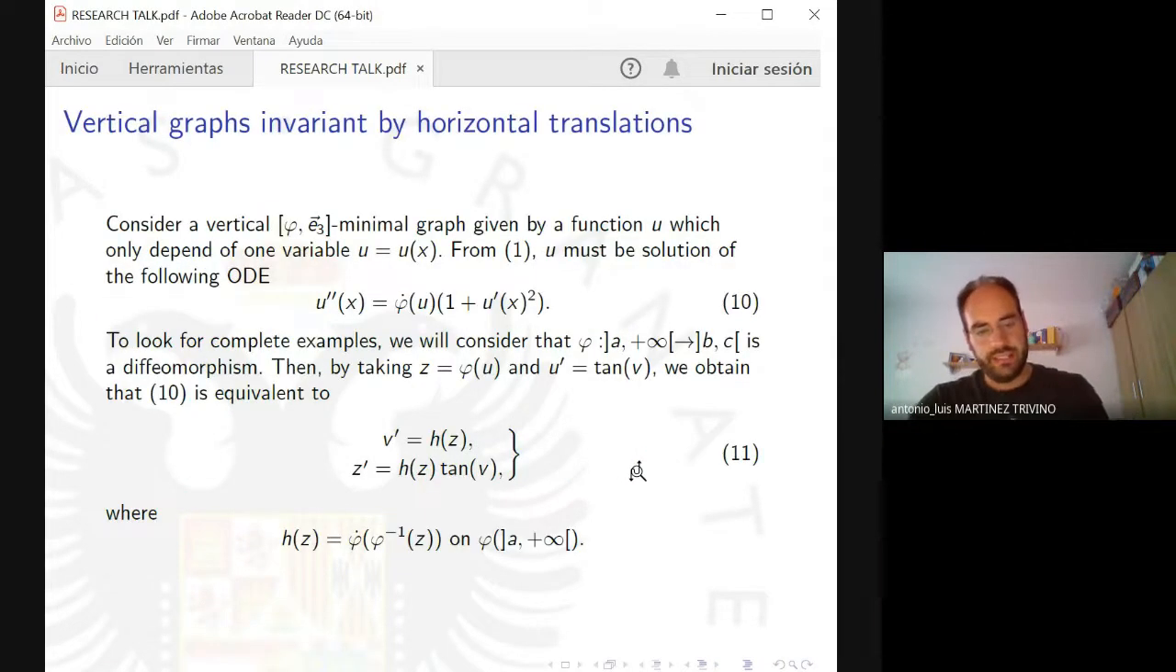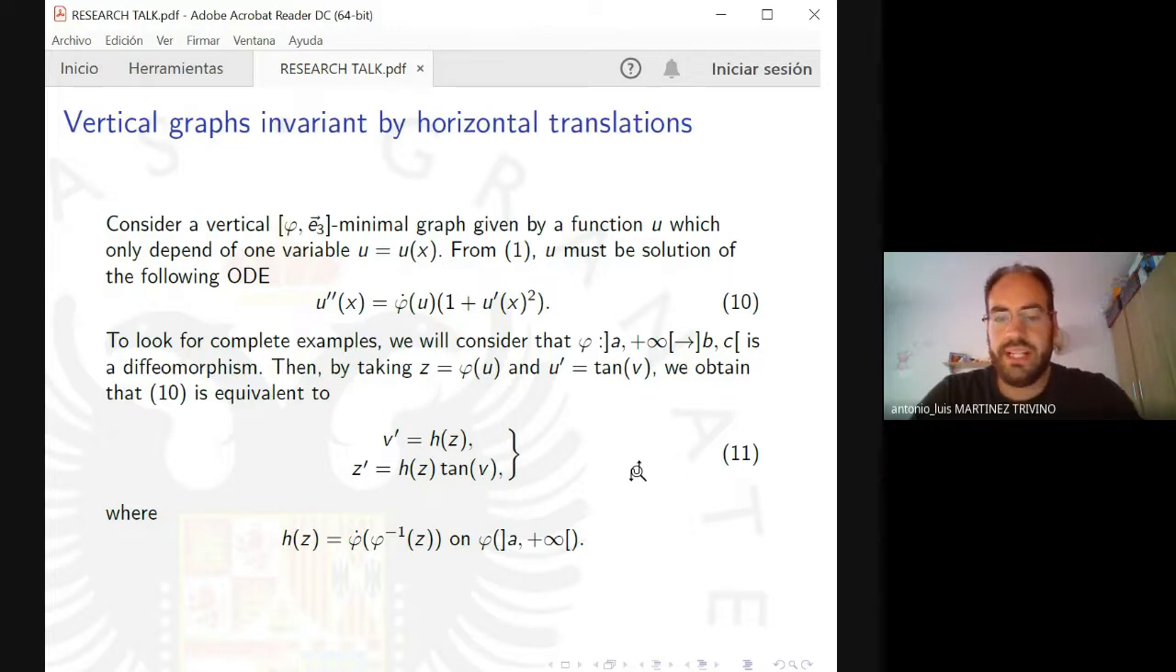Next, we study the most symmetrical examples. Firstly, we study vertical graphs invariant by horizontal translations. Consider a vertical phi-minimal graph given by a function which only depends on one variable. Bearing in mind the equation of phi-minimal graphs, this function u satisfies the following equation 10.